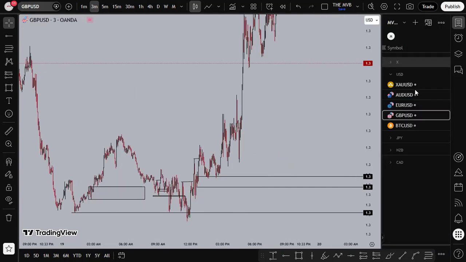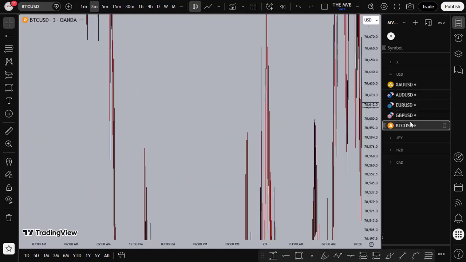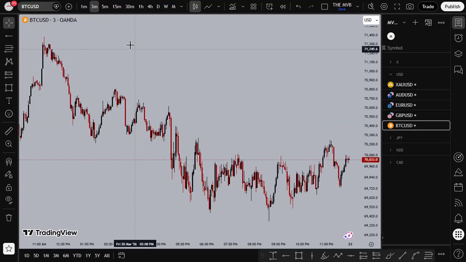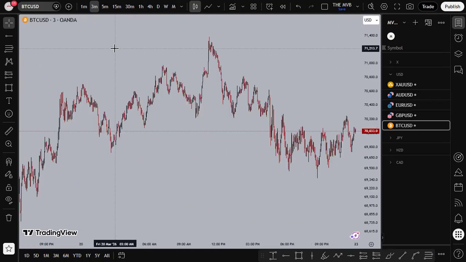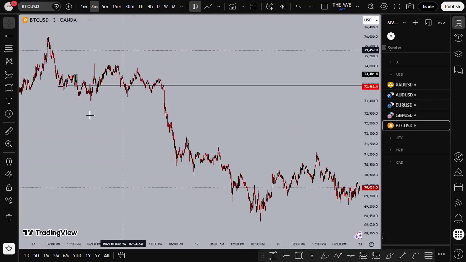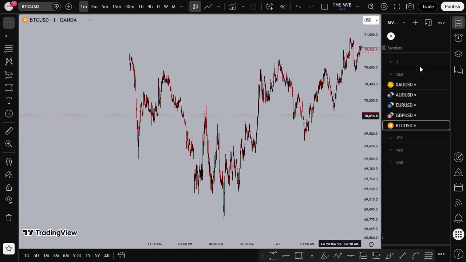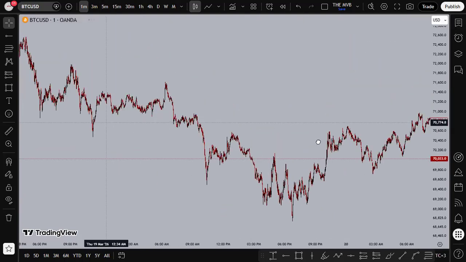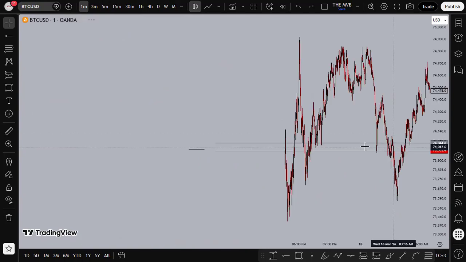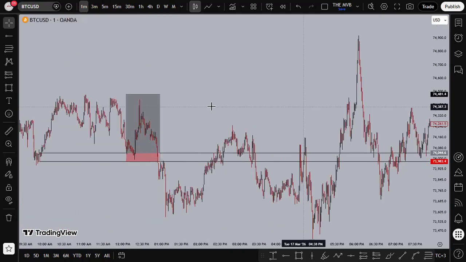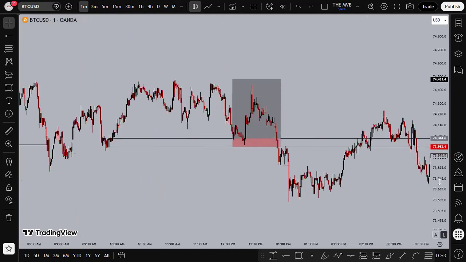Another trade was in Bitcoin. I took this trade, but I was stopped out. I don't know if I can find it. Yeah, there it is. I think it was in the 1 minute. I was stopped out, but the entry went for some pips.